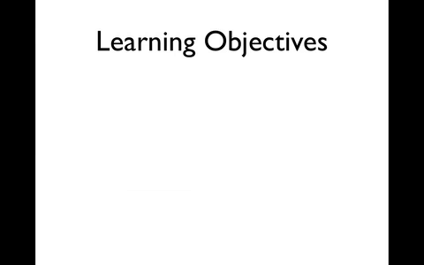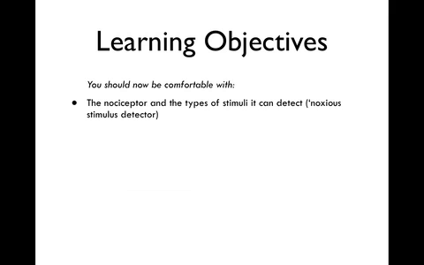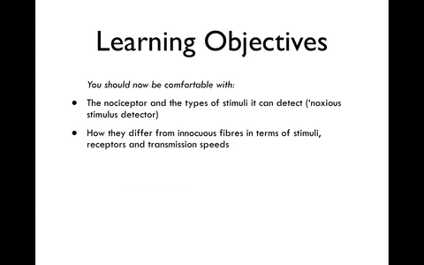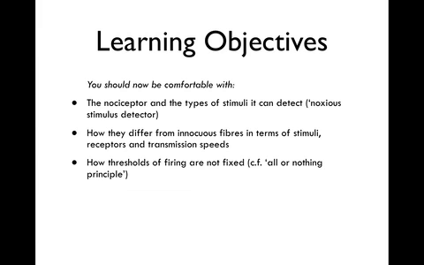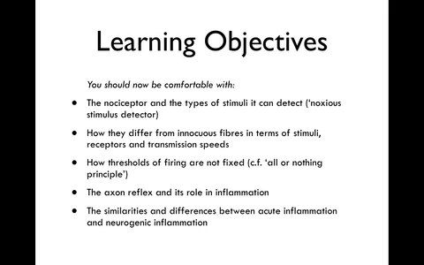Right, so hopefully from this lecture you're now comfortable with the nociceptor and the different types of stimuli it can detect, how they differ from innocuous fibres in terms of stimuli, receptors, transmission speed, thresholds of firing, the axon reflex, and then neurogenic information. Okay, so thanks very much, and I'll see you for the next lecture.